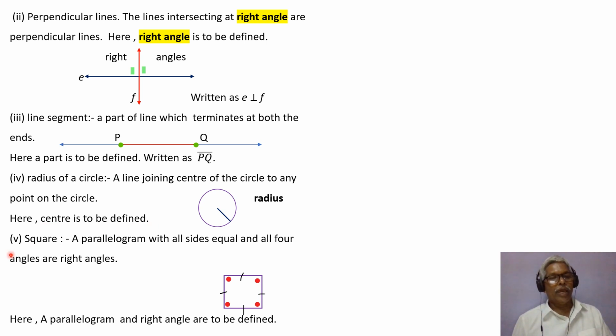Okay, and fifth one, square: a parallelogram with all sides equal and all four angles are right angles. Look at this. This is a parallelogram. Here all sides are equal, and angles are 90. So this is a square. Here parallelogram and right angles are to be defined.